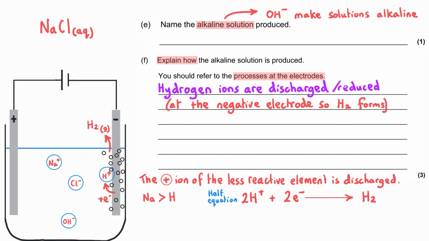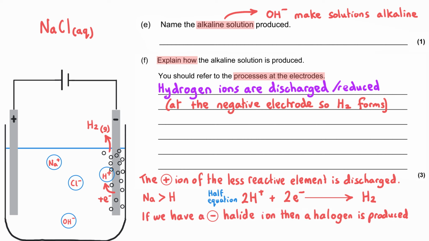And then for the second mark, we need to consider the negative ion. The rule here is that if we have a negative halide ion, then we will get a halogen produced at the positive electrode. And if we didn't, we would get oxygen being produced.